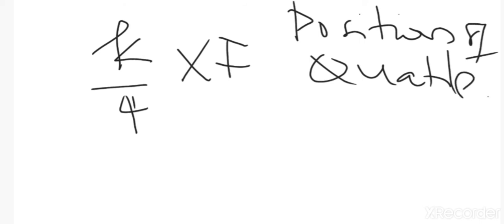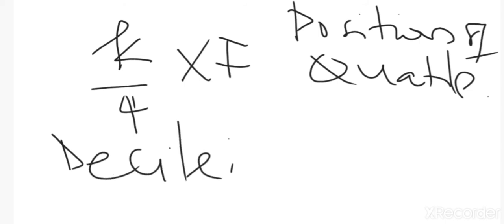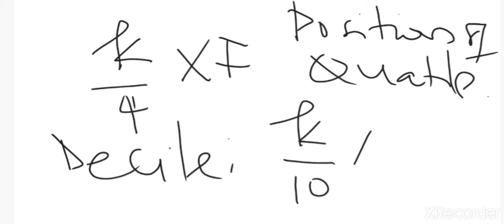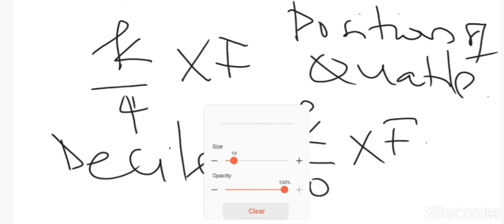So there is also how we can calculate the decile. Position of decile, we calculate position of decile by finding k, where k is the number, then over 10 times the frequency of that number. Then this is what we call the decile position, of calculating decile.